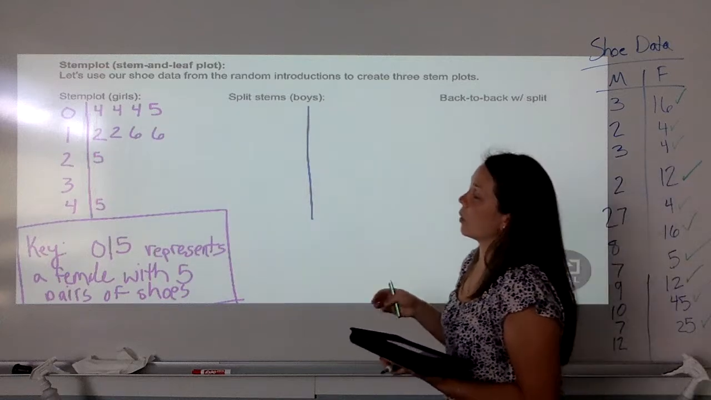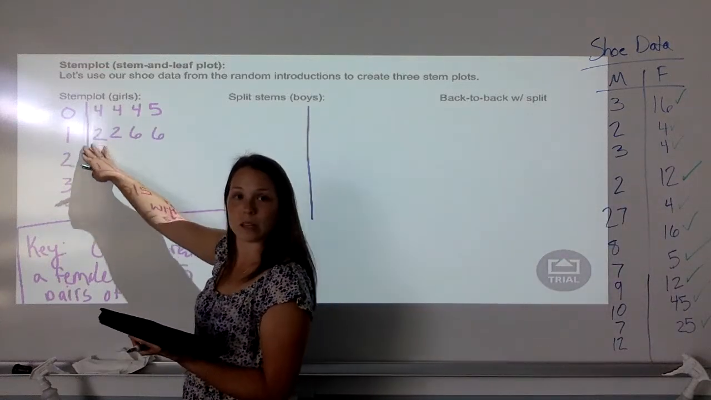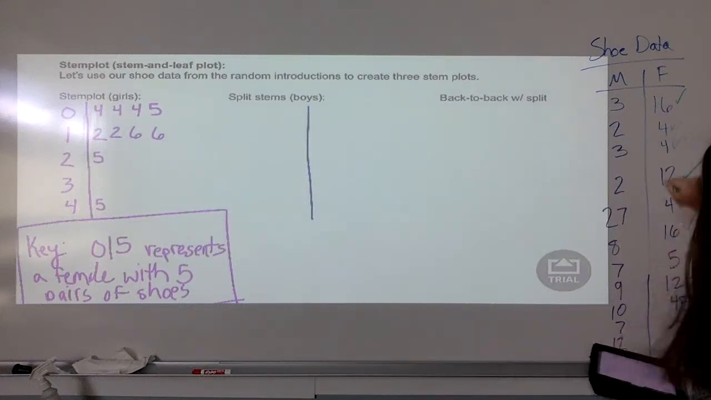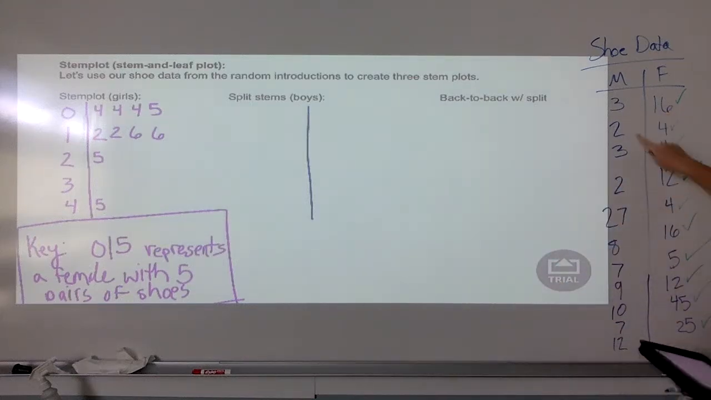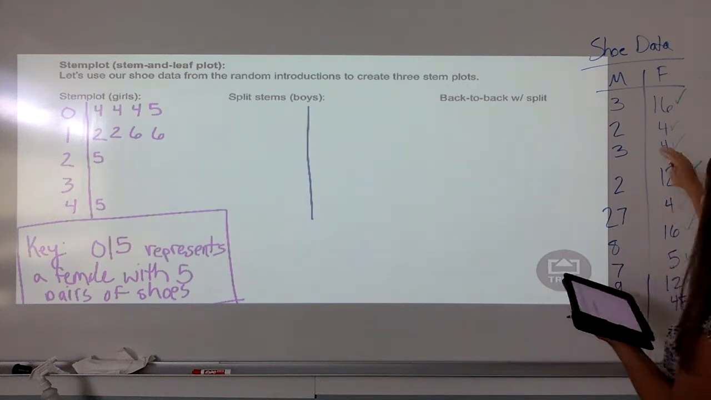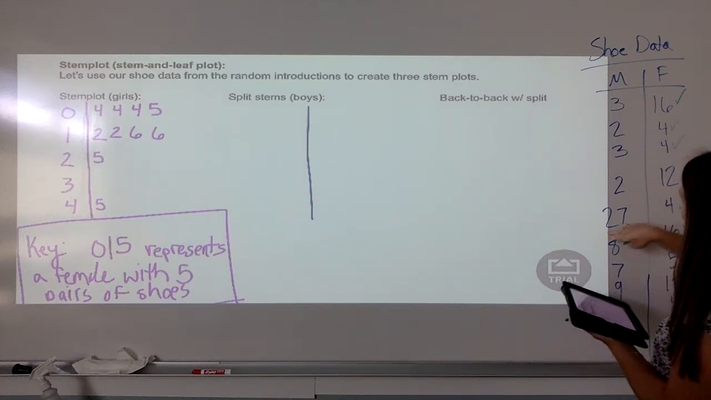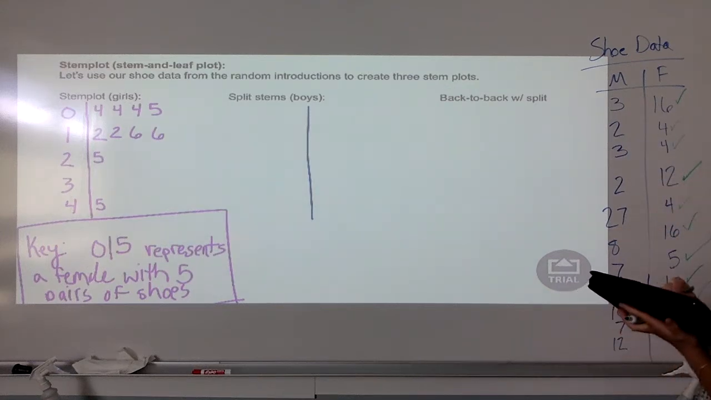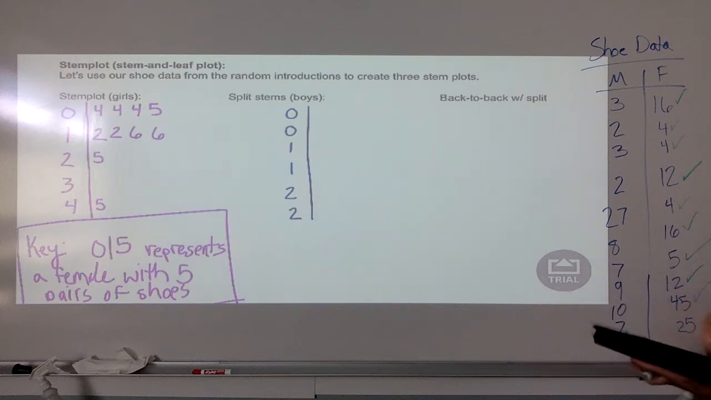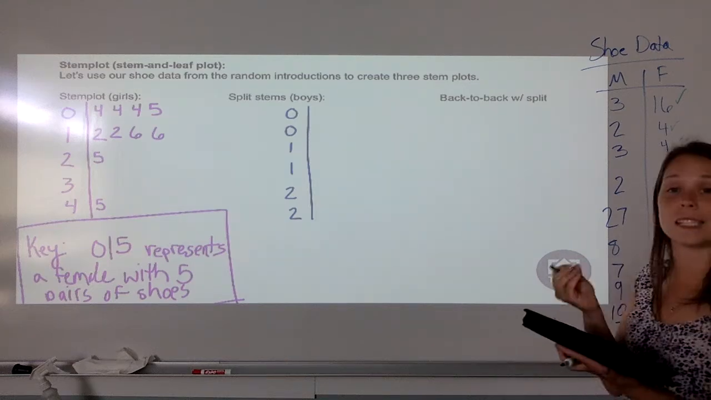So what we're going to do is when we begin writing the stems of these numbers on the left side, we're actually going to write them all twice. So our smallest for boys is 2, and our largest is in the 20s, 27. So I need to go from 0 for these single digits to 2 for the 27. But I'm going to write 0 in here twice. I'm going to write 1 twice, and then I'm going to write 2 twice. Because this is a split stem.